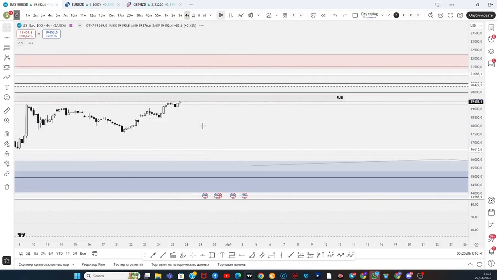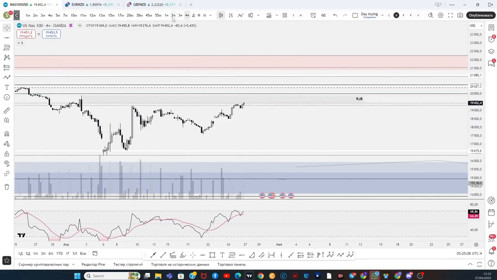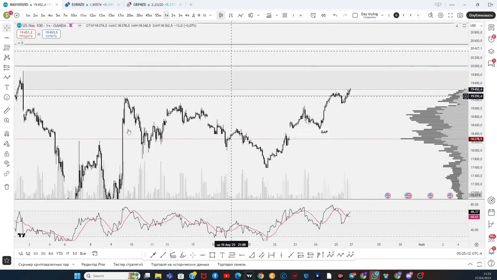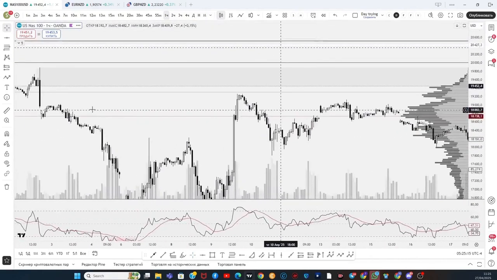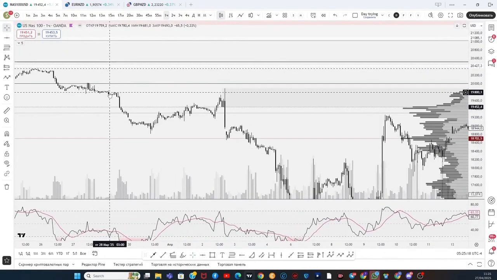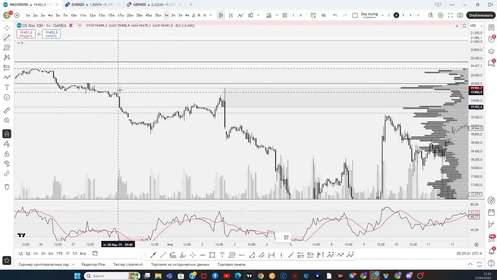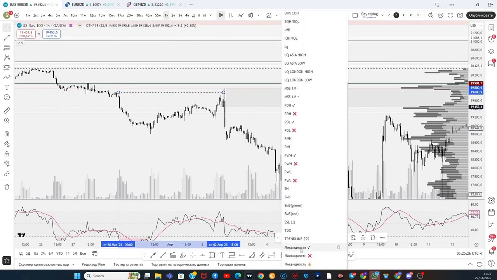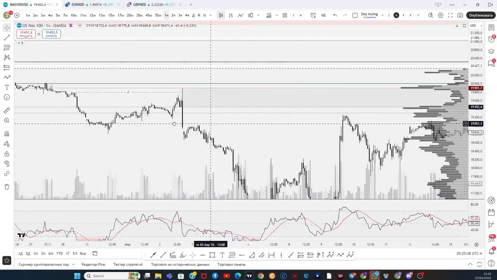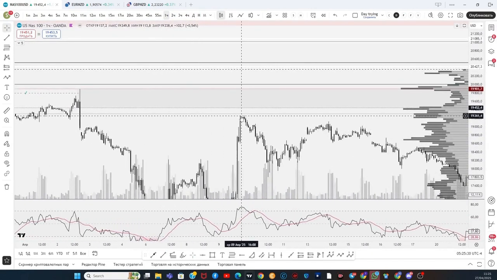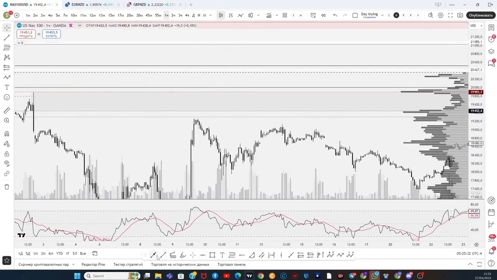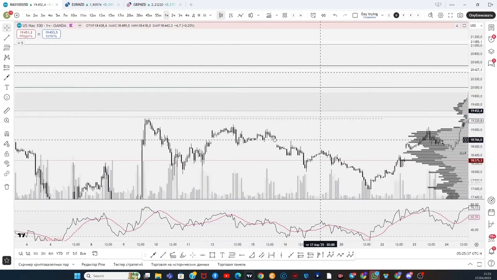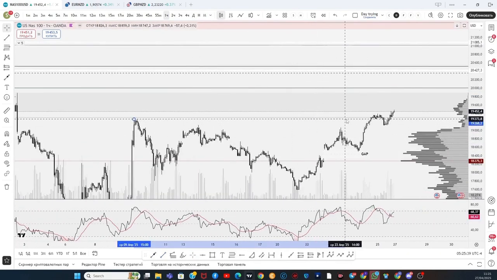If we switch to the 1 hour time frame, as you can see, we collected liquidity here. There is a rejection block. There is liquidity. We left it, already removed it.